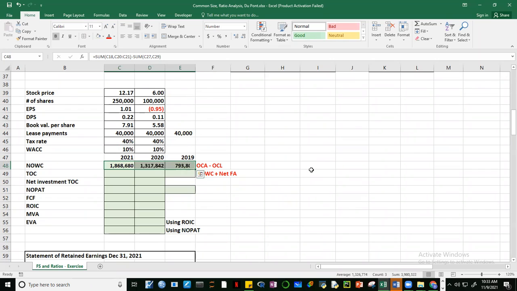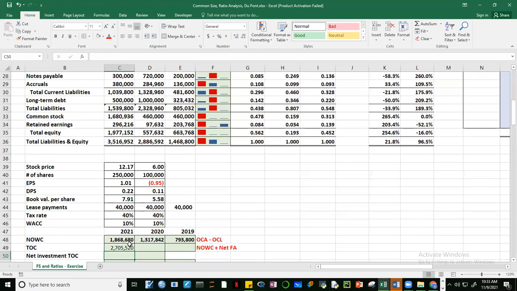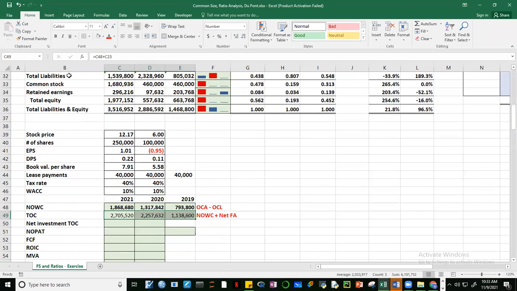And then we copy this to the right. So these are our net operating working capital figures also. Then to compute for the TOC, we have your NOWC plus the net fixed assets. That's the only one given. If we were also given fixed assets at cost, you would still have to use the net fixed assets. So we now have our total operating capital. This is the capital provided to management. Ito yung operating capital na binigay sa kanila.